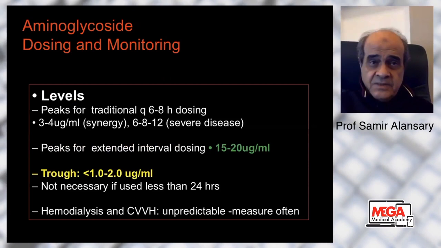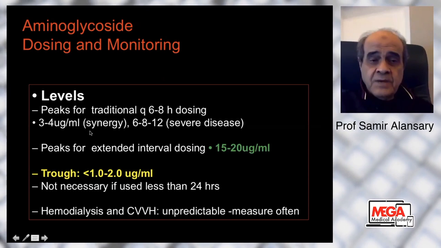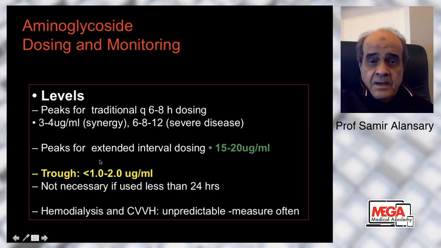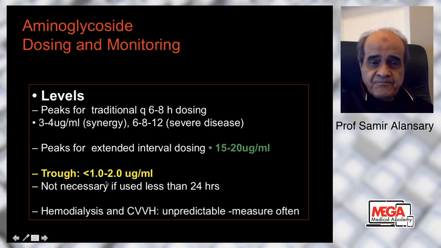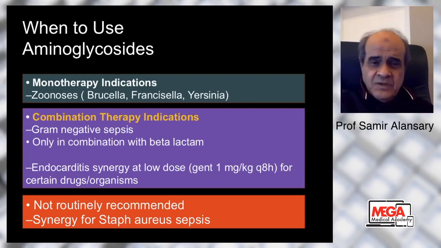Aminoglycoside levels peak for traditional dosing every 6 to 8 hours at about 3 to 4 micrograms per ml. In severe cases, we can go up to 12. A trough for 24-hour dosing may be 1 to 2 micrograms per ml. How to use aminoglycosides, as I said, in combination with other drugs to potentiate in case of endocarditis and severe infection, for 1 to 3 or 4 days.